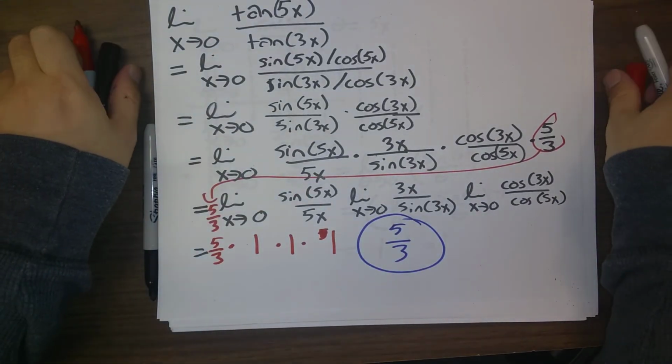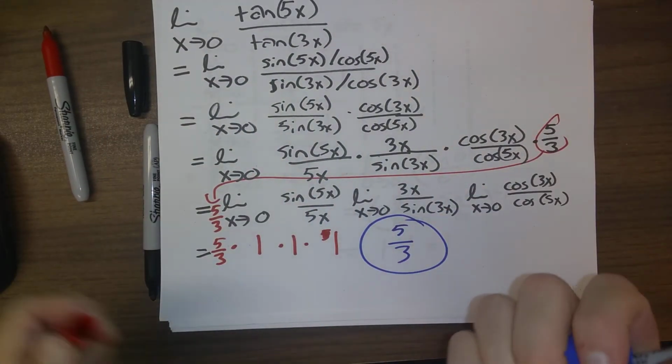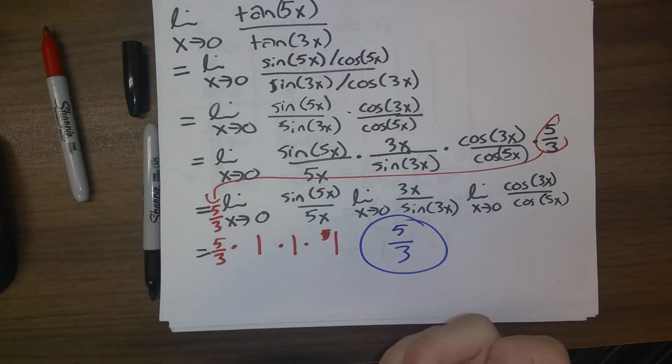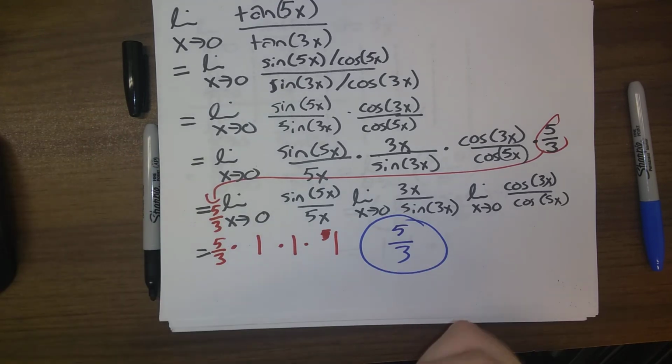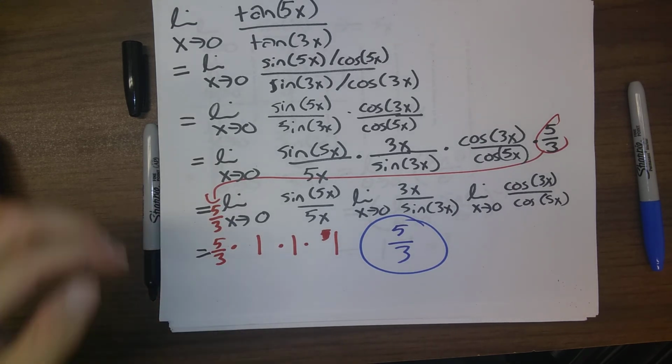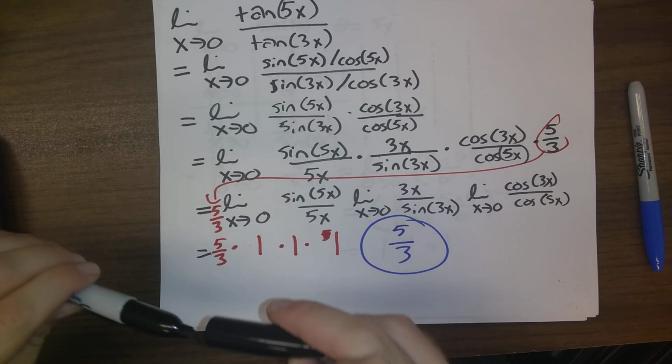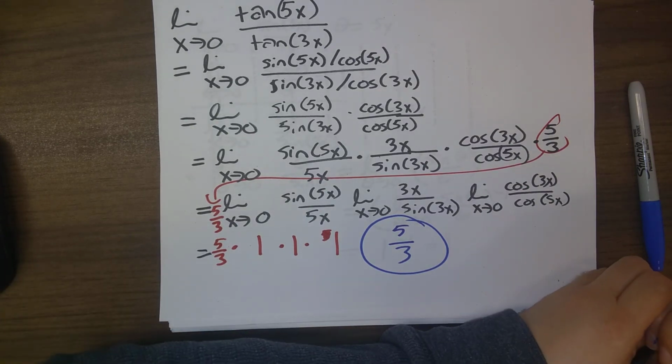So that is one final example of how we can do several different changes of variables and use the previously derived sine theta over theta limit, which is extremely important in order to evaluate these trigonometric limits. And with that, we are all done with section 2.6.